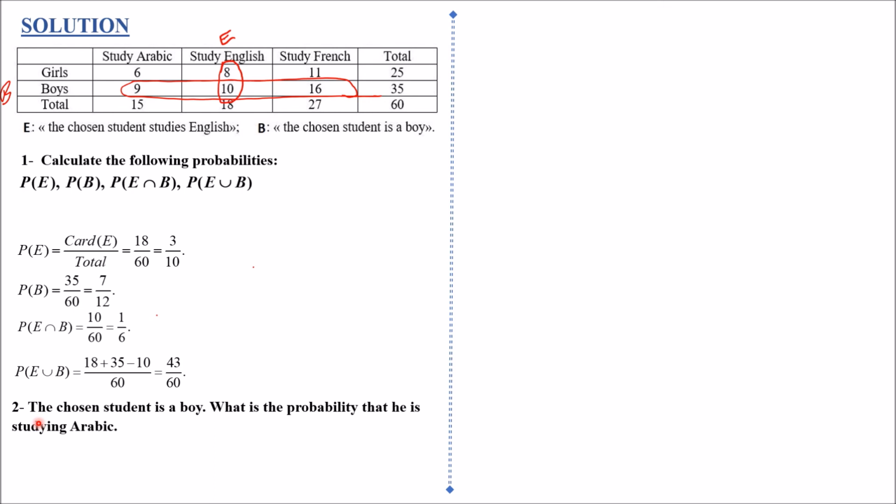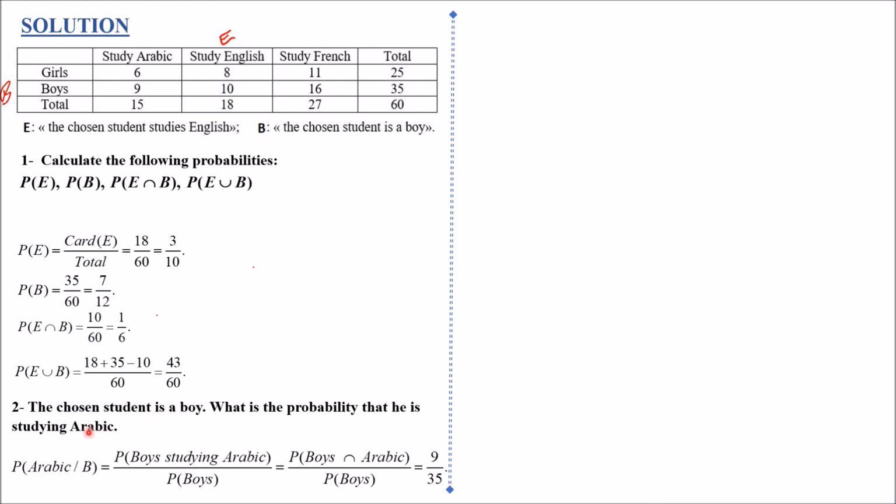Now, in number 2, the chosen student is a boy. What's the probability that he is studying Arabic? Look at here. There's an affirmation that the chosen student is a boy. Therefore, we are dealing here with conditional probability. These two events, Arabic and boy, are related, so this is conditional probability. It's the same as saying knowing that the chosen student is a boy or given that the student is a boy. These are all terms that indicate that it is a conditional probability.